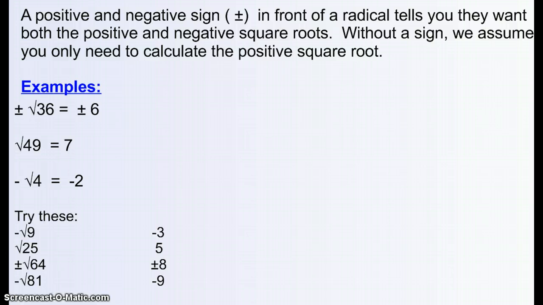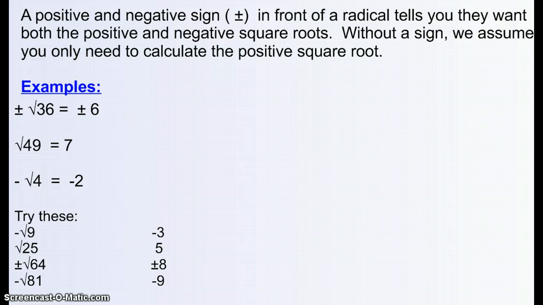If I ask you for the square root of 49, we're going to assume we only want the positive square root, the principal square root, and that's going to be 7. The opposite of the square root of 4, the square root of 4 is 2. That would be positive 2, but because we want the opposite of it, it's negative 2.